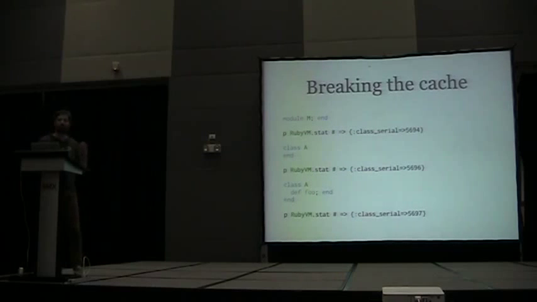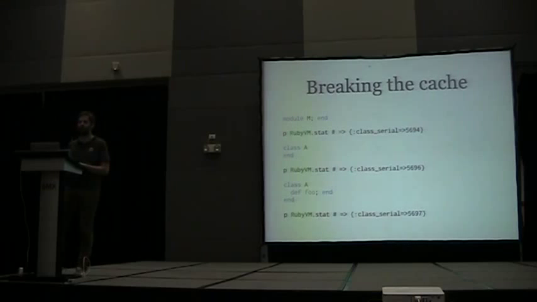Every time you define a new module, you'll see that the class serial number changes. Every time that you define a new class, you'll see that the serial number changes. Every time you add a new method, you'll see that the number changes. So you'll notice that this number changes a lot at boot time, but should stabilize when your application is actually running. Now, another way that we can do this, I like to think of this as maybe boot time or compile time cache breakage. Something we don't really need to worry about.